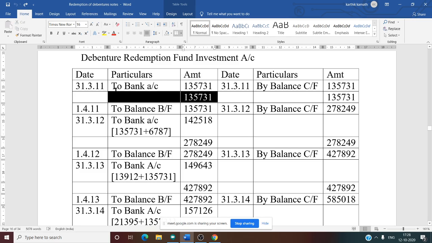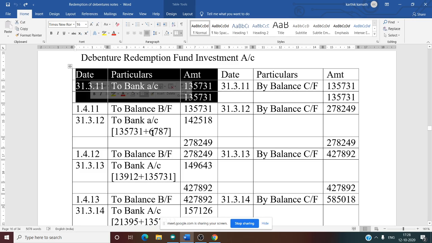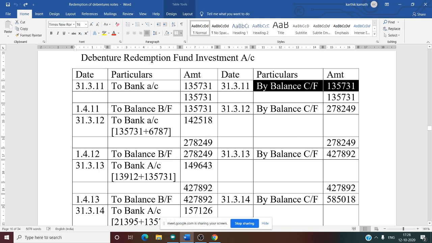So in the first year, what investment are we doing? We are doing only the investment from the profit and loss account. Whatever balance we have taken from the profit and loss appropriation each year, that amount we write in the first year. There is no interest. So close the first year by balance carried forward, 1,35,731.